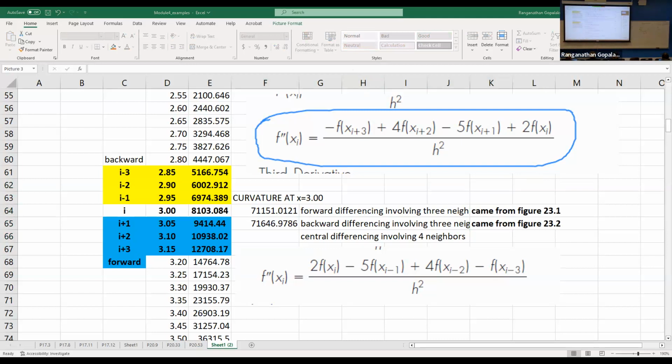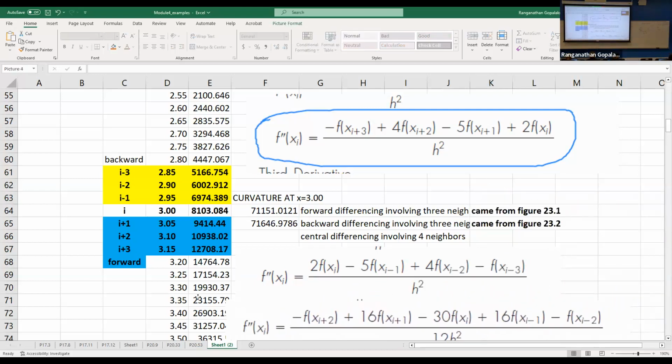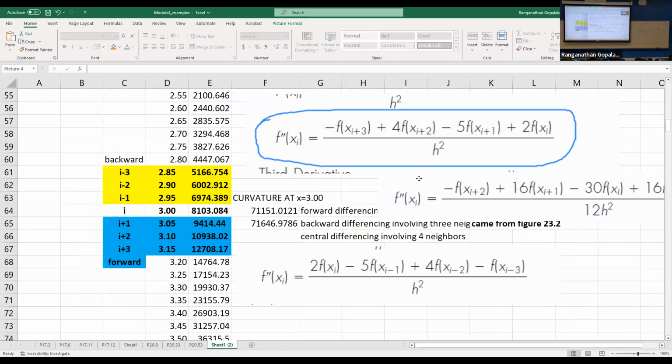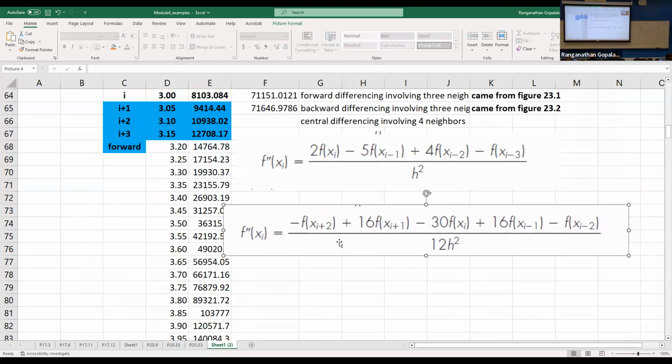where is the formula for central differencing? I have this. I'll just make one point and let you go, which is that if you see the formula for the central differencing, pay attention here, please. Take a pause. I'm going to post this file anyway. The formula for central differencing involves not 3 but 4 neighbors. I plus 2, I plus 1, I minus 1, I minus 2. So if you count, it's 4 neighbors, 2 on either side.